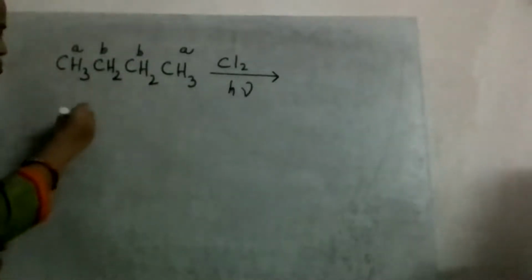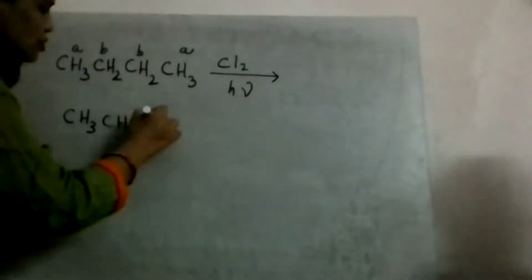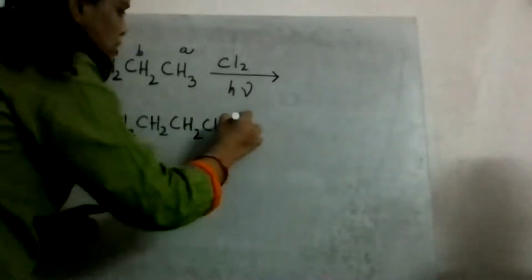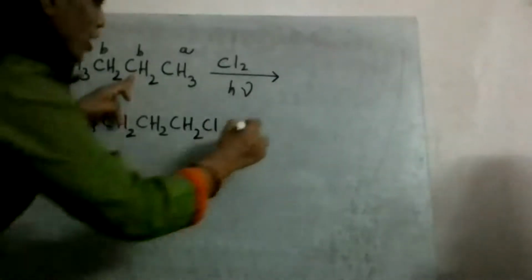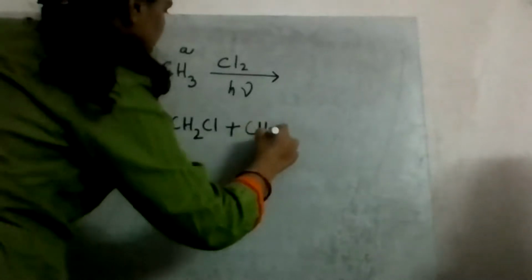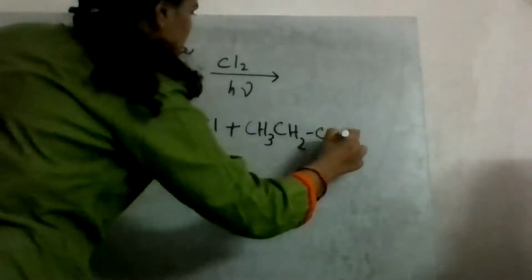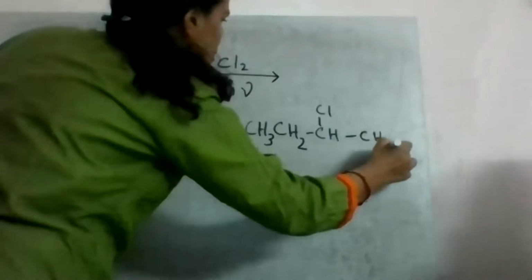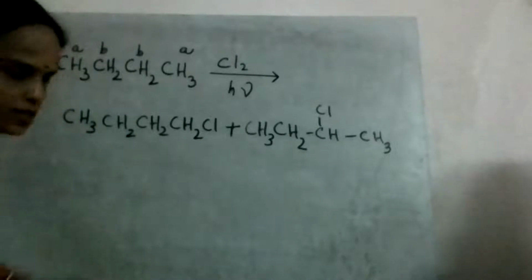So the product that is formed here is CH3. If I remove H from there, the product that is formed is CH3, CH2, CH2, CH2Cl. That is 1-chlorobutane. Plus, if I remove one hydrogen from here and replace it with halogen, the product that is formed is CH3, CH2, CHCl, CH3. 2-chlorobutane is formed. This is 1-chlorobutane and this is 2-chlorobutane.